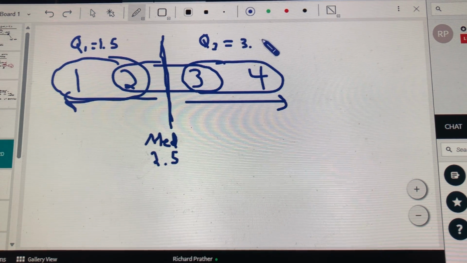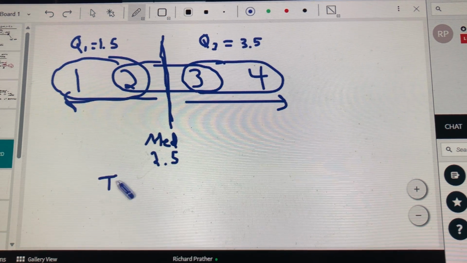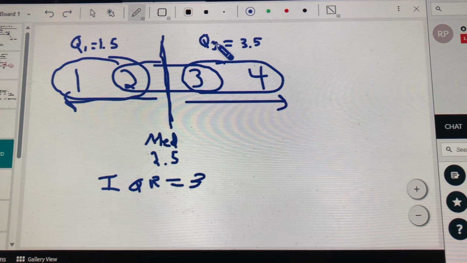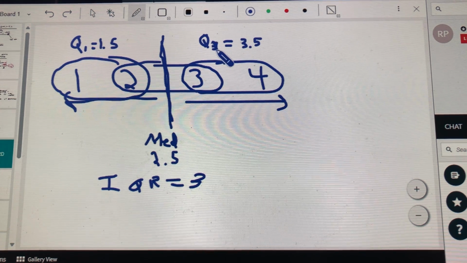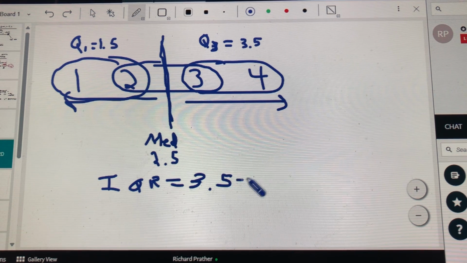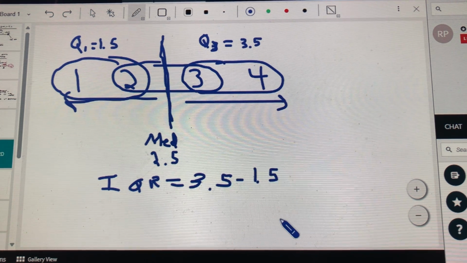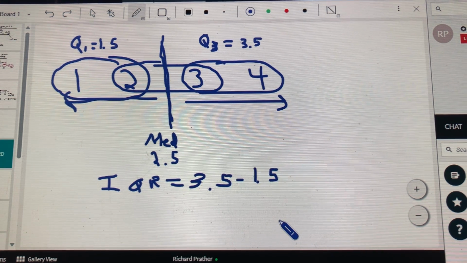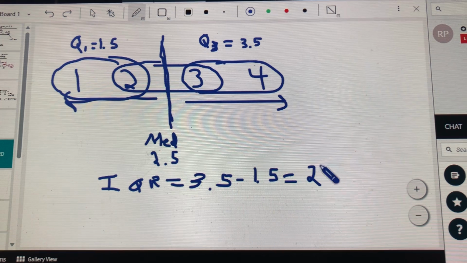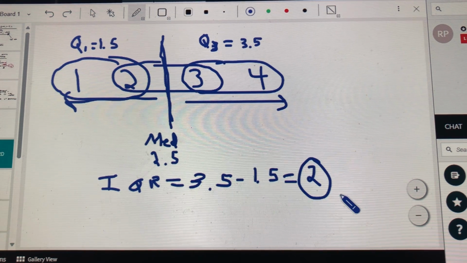And then I could do the IQR. The IQR, interquartile range, is Q3. Yeah, I wrote that. It just looks like a 2, but this is a 3 right here. Q3, 3.5, minus Q1, 1.5. If you're looking for the IQR, you don't use the median to calculate it, but you have to know where the median is to find the other two. So this would have an IQR of 2.